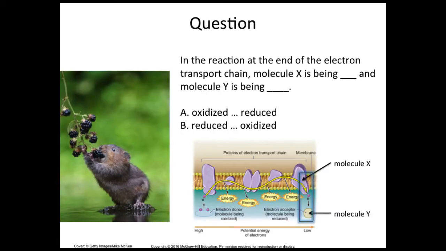All right, here's our next question. In the reaction at the end of the electron transport chain, molecule X is being blank and molecule Y is being blank. We simply are looking at this diagram that shows proteins, and at the end of this protein chain, we can see molecule X is the protein and molecule Y is an electron acceptor. It's the molecule being reduced. So if we fill in the blank, the answer is molecule X is being oxidized and molecule Y is being reduced.